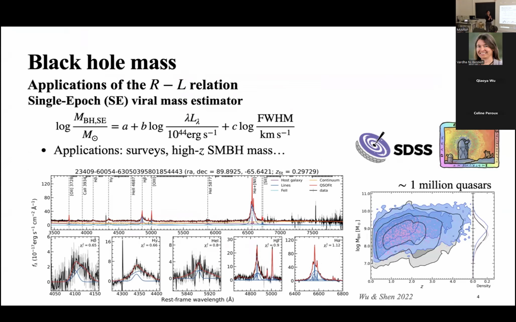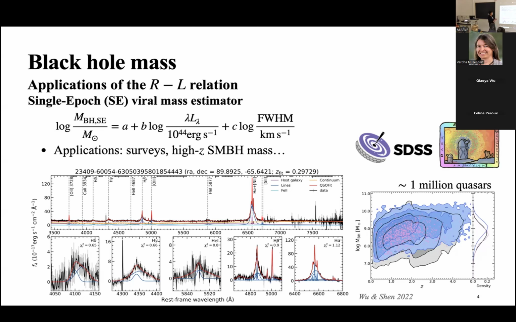We got so many applications of that. One of the most important is the single epoch black hole mass estimator, because reverberation mapping is very expensive. You need high cadence and long-term monitoring of the quasars. With the single epoch method, you only need one epoch of spectrum. We have the R-L relation, and the continuum luminosity from the spectrum gives you the distance. You can extract the full width at half maximum, the velocity, from the spectrum, using major emission lines like H alpha, H beta, magnesium II, carbon IV, and you can get the black hole mass in a very cheap and fast way.